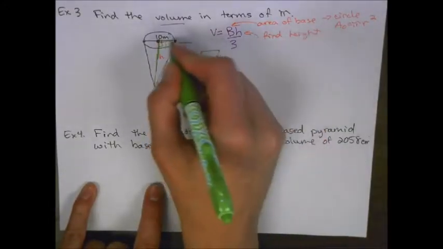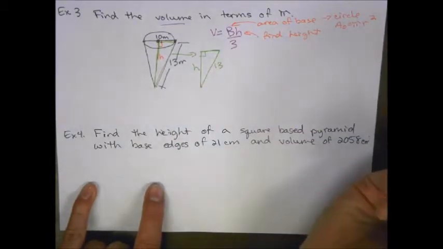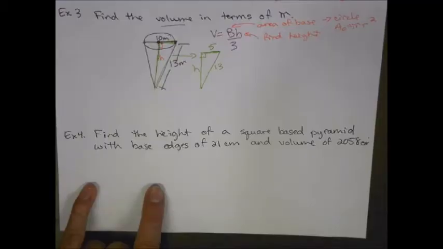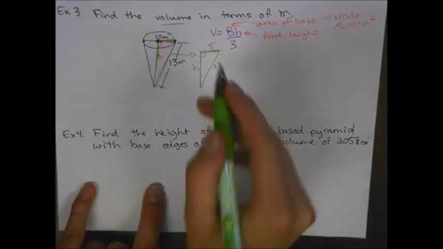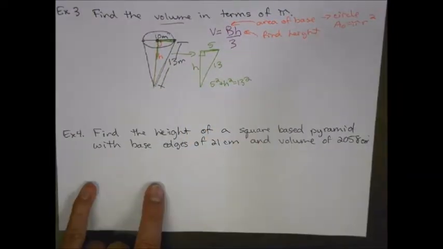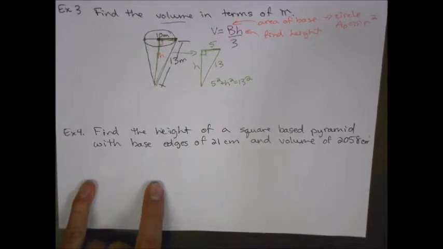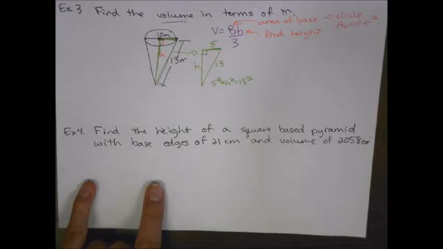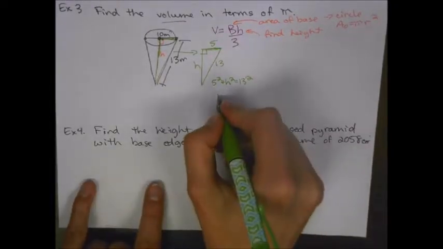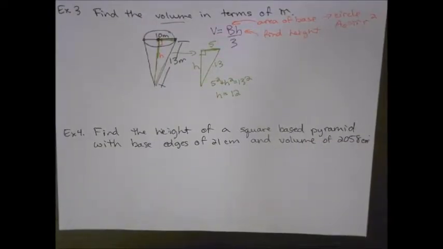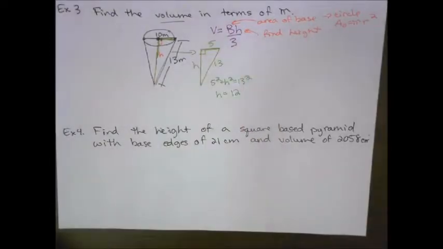13, H, right angle, and then this dimension is our radius. Use the Pythagorean theorem to find the height. And you should get H equals 12. This is a 5, 12, 13 triangle. So we have our H.